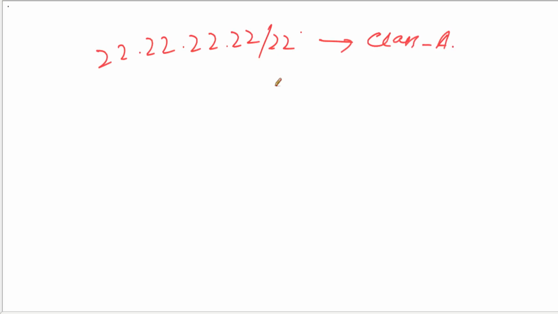For example, let's say we have an IP address of 22.22.22.22 with a subnet mask of 22. And we want to know the subnet or the network, because obviously it's a class A network. You can straight away say that it's a class A network, and it should have a subnet mask of 8 by default, but it is having a subnet mask of 22. So we are doing subnetting, and we have borrowed 14 bits. We have borrowed 8 bits from the second octet and 6 bits from the third octet.